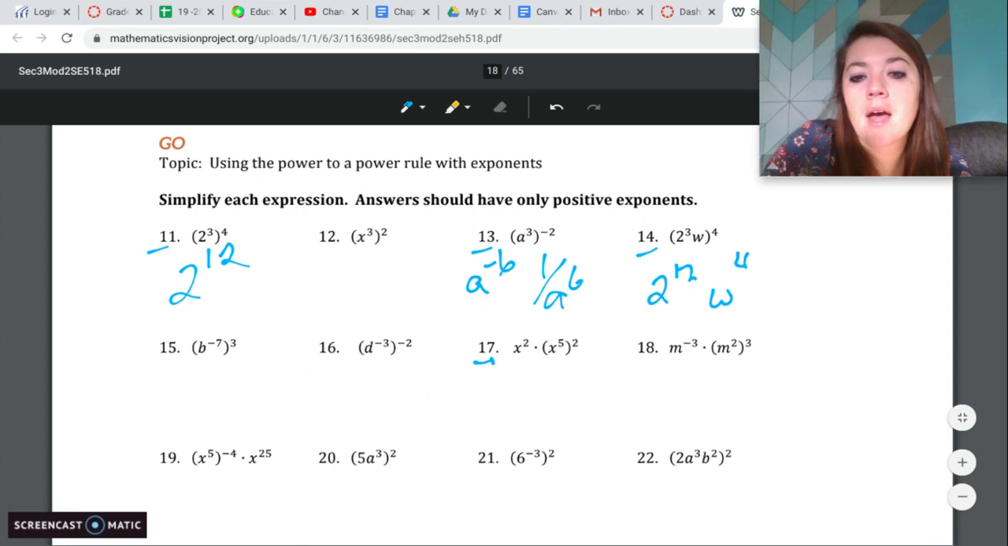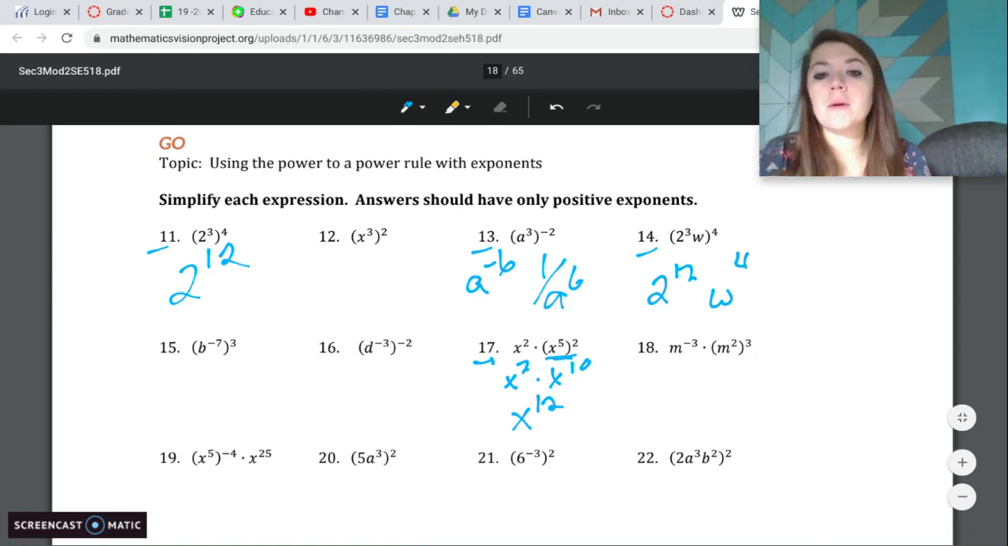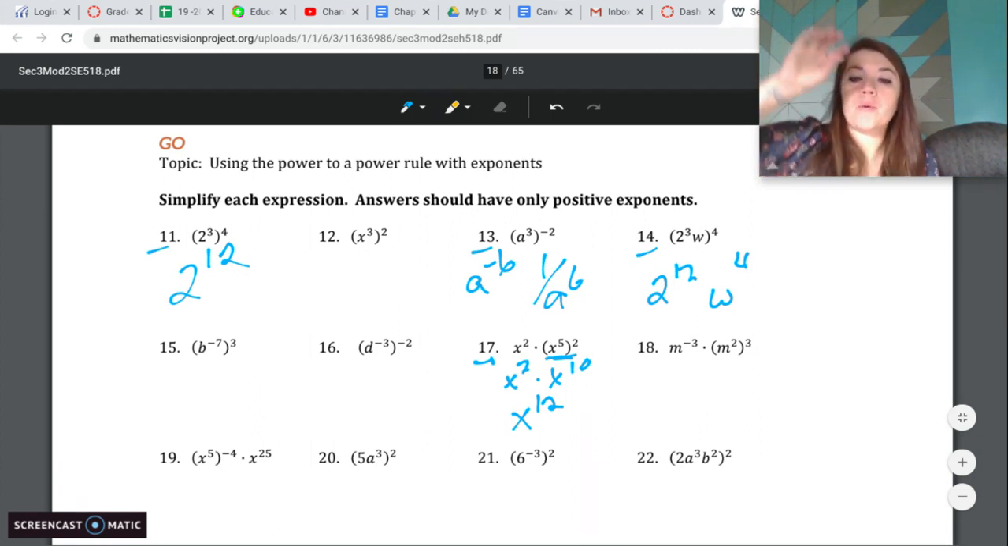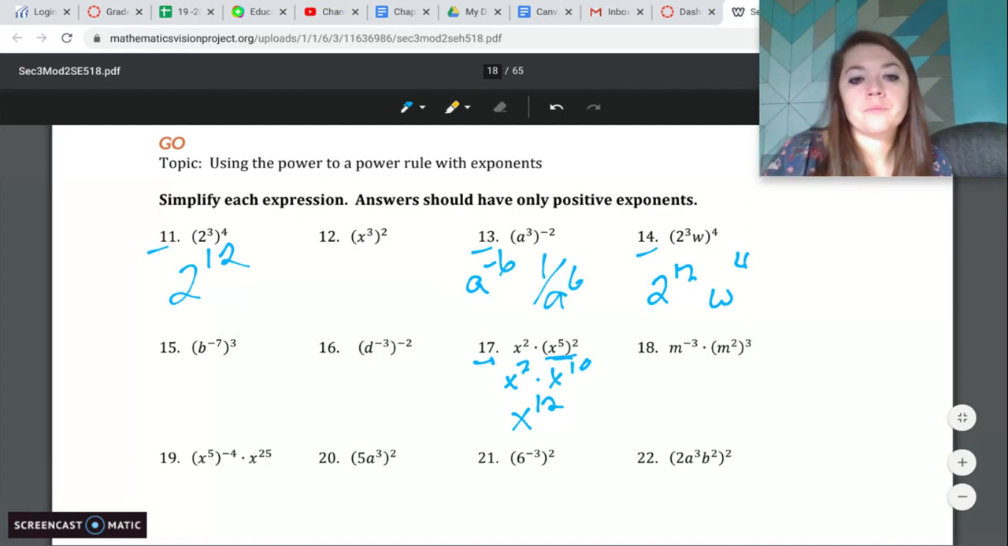All right, on 17, we have x squared times x to the 5th squared. So we multiply on these two, so x to the 5th, so 5 times 2 is 10. So now we have x squared times x to the 10th. Now we add these exponents, so 2 plus 10 is 12. So remember, if you're multiplying two base numbers together that have exponents, you're going to add the exponents together. If you're taking one number with an exponent to another exponent, that's when you multiply them together.